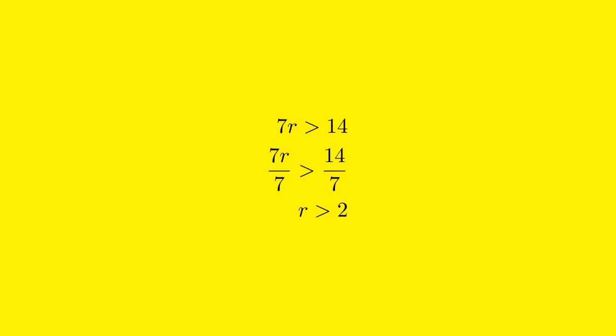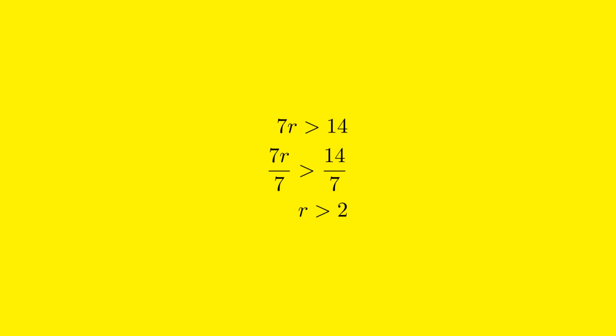In step 2, we take the inequality 7r greater than 14, and we need to isolate the variable r by getting rid of the number 7 that is multiplying it. To accomplish this, we will divide both sides of the inequality by 7. When we divide the left side 7r by 7, the 7's cancel each other out, leaving us with just r. When we divide the right side 14 by 7, we get 14 divided by 7, which simplifies to 2.